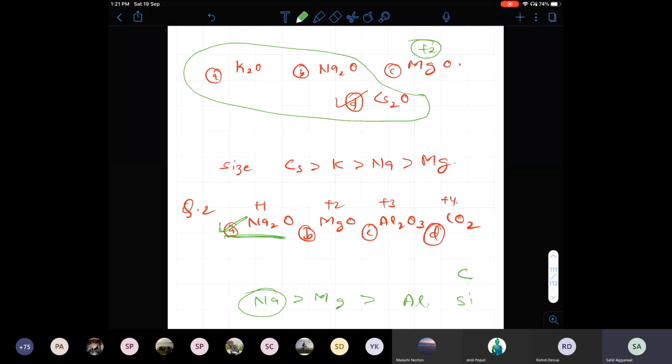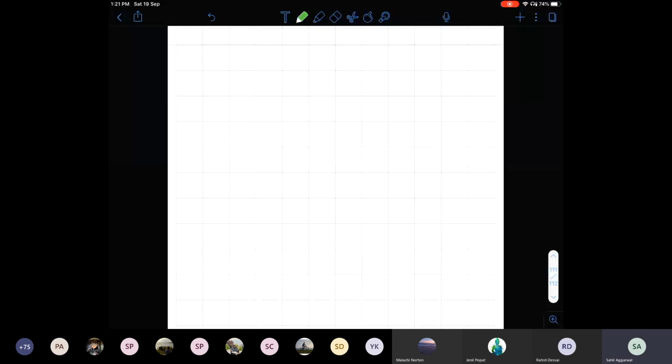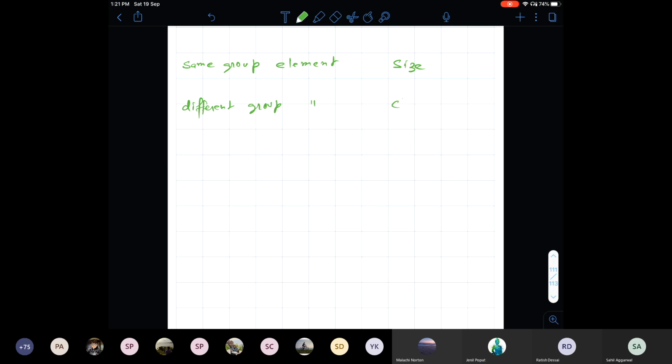Same element, always see charge. So please repeat. Same group elements, size. Different group elements, charge. Same element, charge.